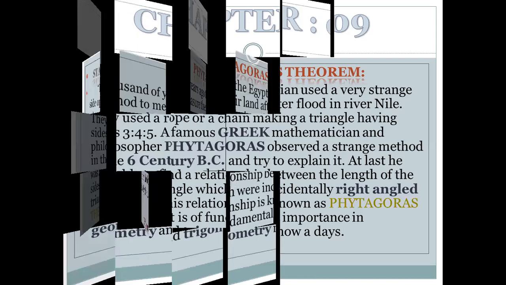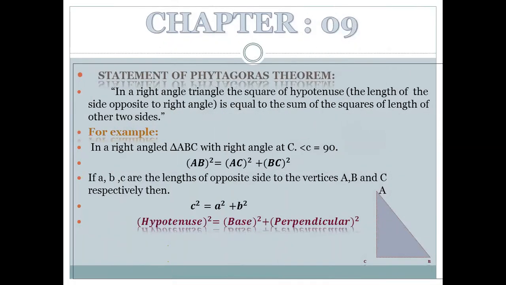Pythagoras was a Greek mathematician, and what he did, he discovered the relationship between the sides of the right angle triangle, and that relation is called the Pythagoras theorem. And nowadays in our geometry and trigonometry, we use this relation to find the unknown elements of the triangle. And the ratio in between the sides of the right angle triangle is 3:4:5. Now, what is Pythagoras theorem?